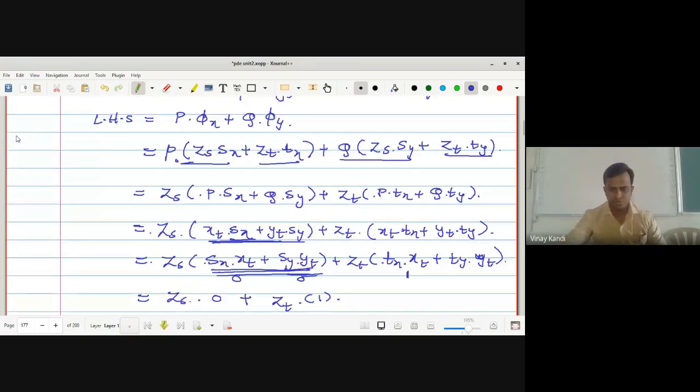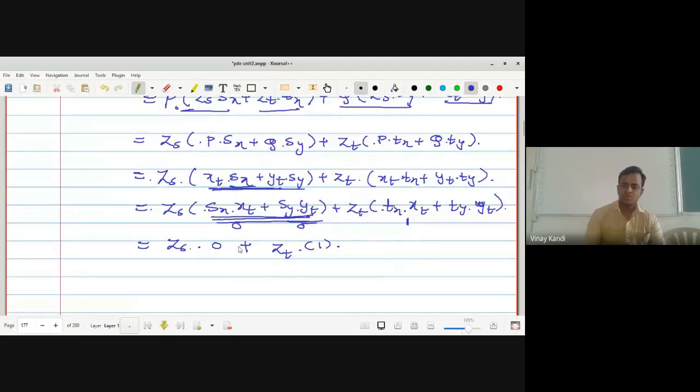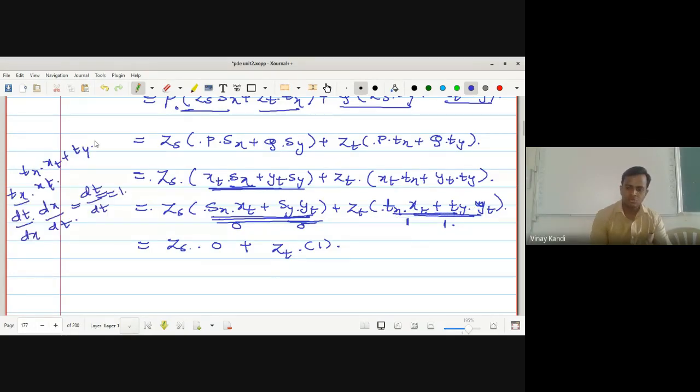So this is zs into 0 plus the whole value, which comes to 1. So this is using the chain rule. The value of this whole one is 1. tx into xt plus ty into yt is equal to 1. The value of this is 1 by using the chain rule.